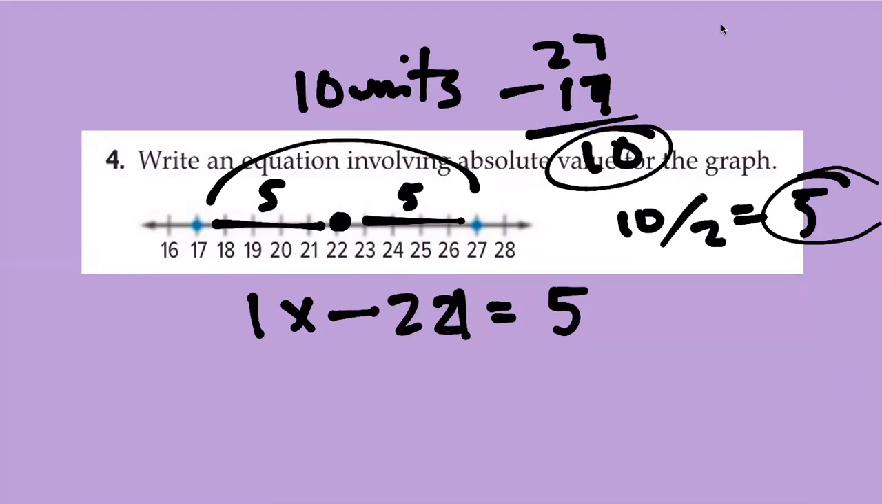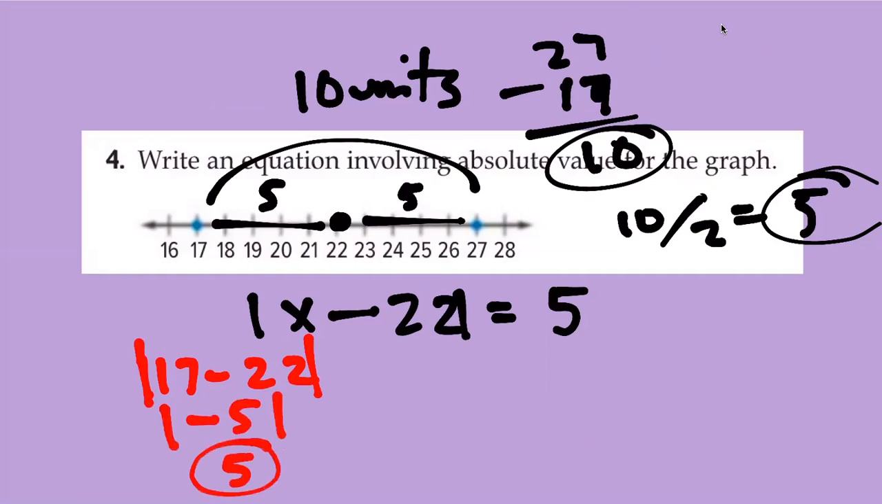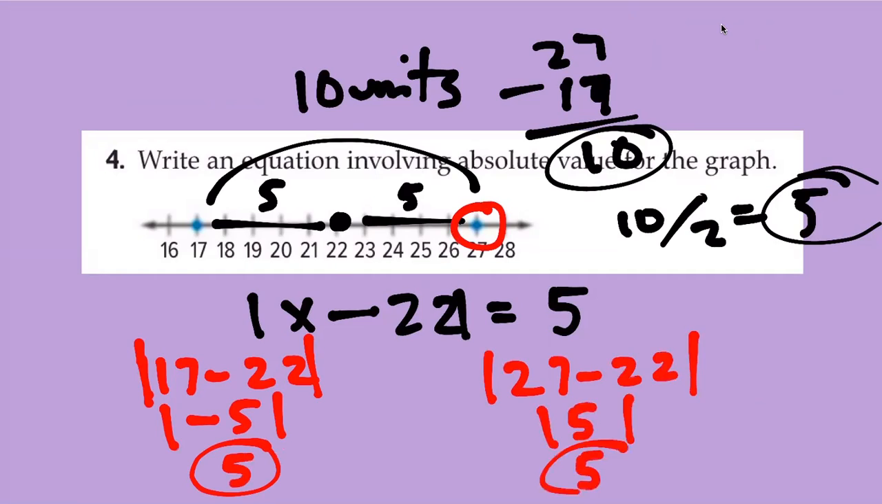Let's do the left one first. Let's do 17 minus 22, and see how the absolute value works out. Well, 17 minus 22 is negative 5, and the absolute value of negative 5 is 5. So that one worked out. And then let's try your other point. So 27 minus 22 gives you 5, and the absolute value of 5 is 5 as well. So there you go.